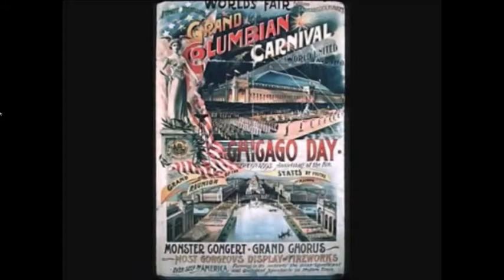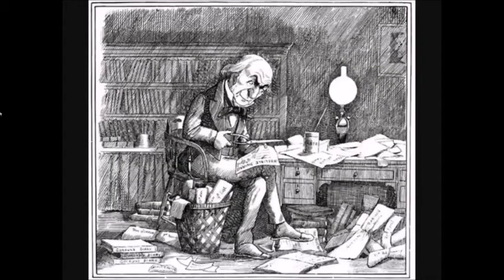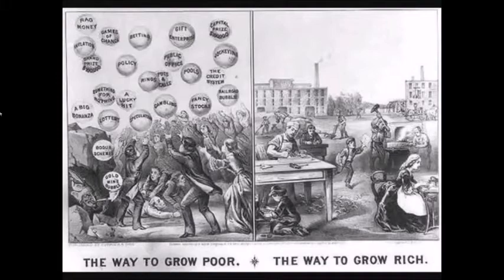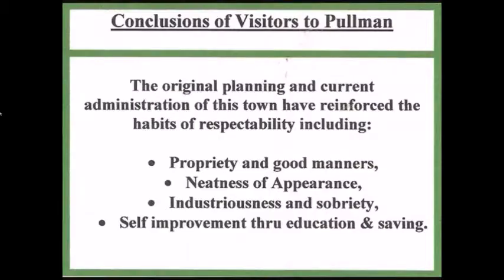In 1893, the Columbian World's Fair was held in Chicago. Pullman was a major attraction. Scholars from all over the world scrutinized the workers. How was the regimentation in their lives affecting their development? Was it a good life?